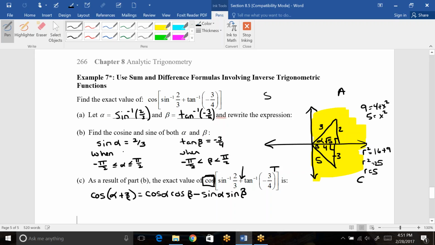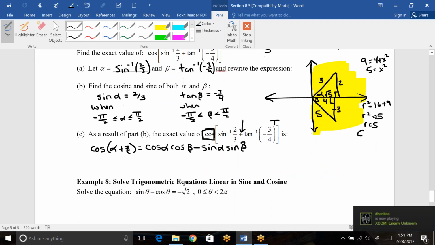So the thing is, we need all of this information from our picture. That's why we had to draw the picture. We already knew sine of alpha, so I'm going to go ahead and list that one over here. That one was 2/3. That was right here when we did this conversion. Tangent beta didn't help us with any of these pieces. It just helped us figure out the triangle.